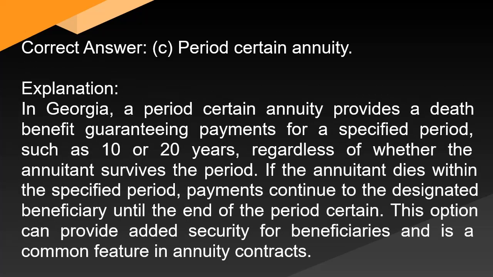Correct answer. C. Period certain annuity. Explanation. In Georgia, a period certain annuity provides a death benefit guaranteeing payments for a specified period, such as 10 or 20 years, regardless of whether the annuitant survives the period. If the annuitant dies within the specified period, payments continue to the designated beneficiary until the end of the period certain. This option can provide added security for beneficiaries and is a common feature in annuity contracts.